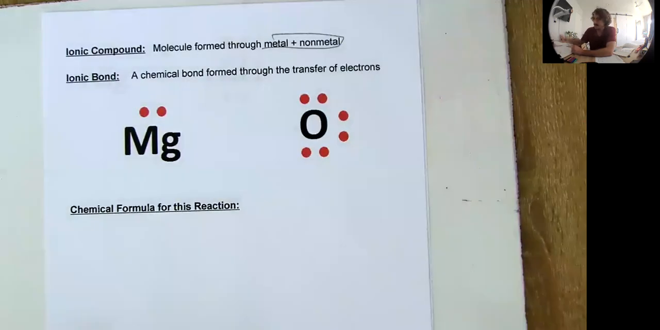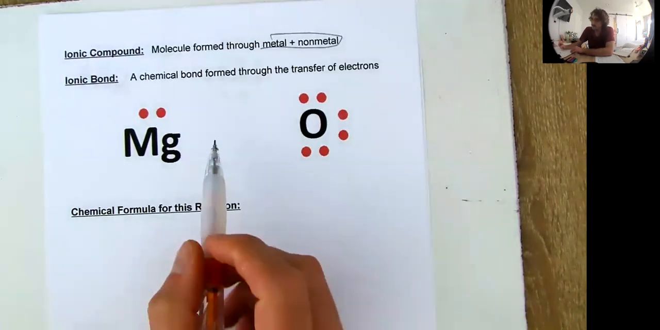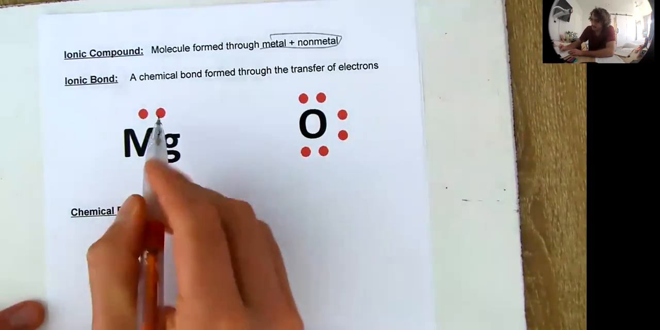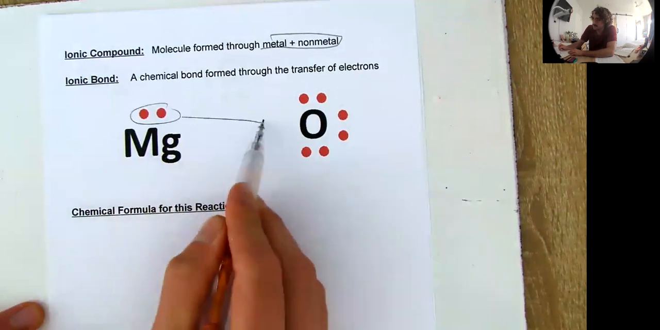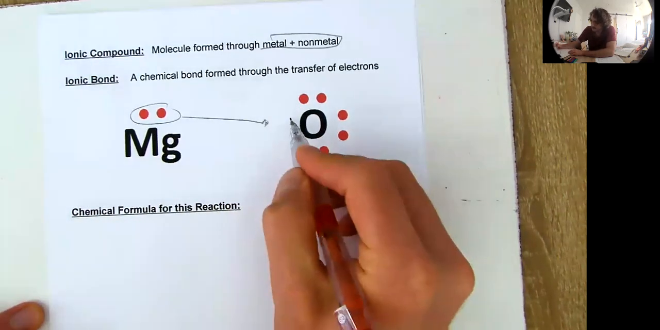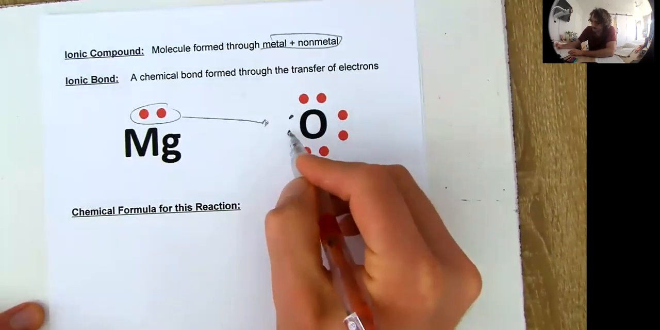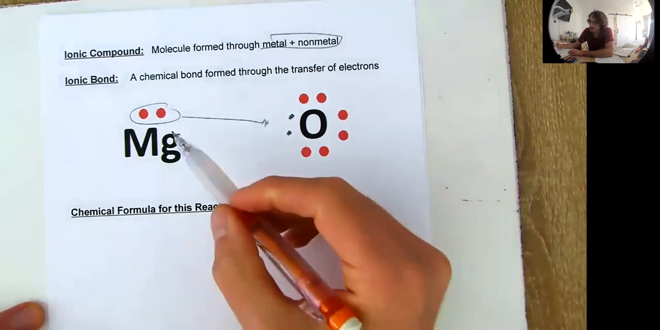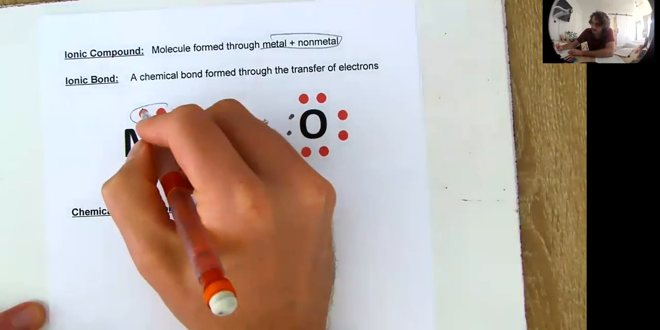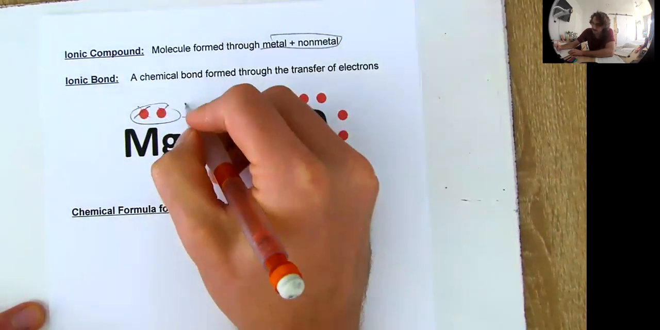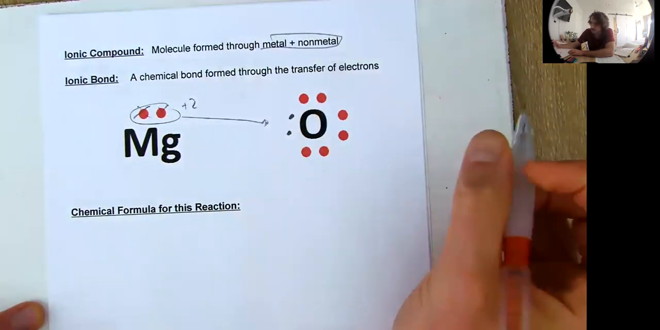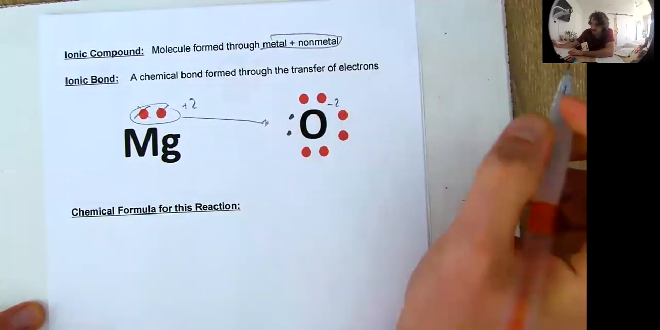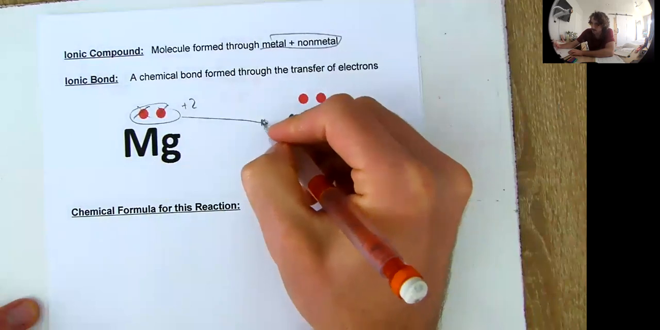We're good to go. Okay, so what happens here is one magnesium will give away both of its electrons to oxygen. And oxygen just so happens to need two more electrons so that it has the same amount of electrons as its closest noble gas. So once magnesium gets rid of both of these electrons, now magnesium has a positive two charge, while oxygen has a negative two charge because it gained those two electrons from magnesium.